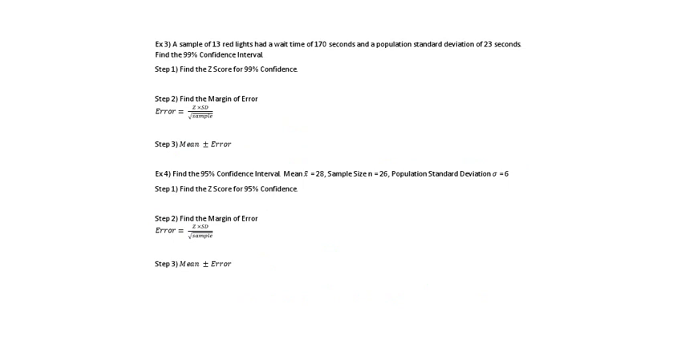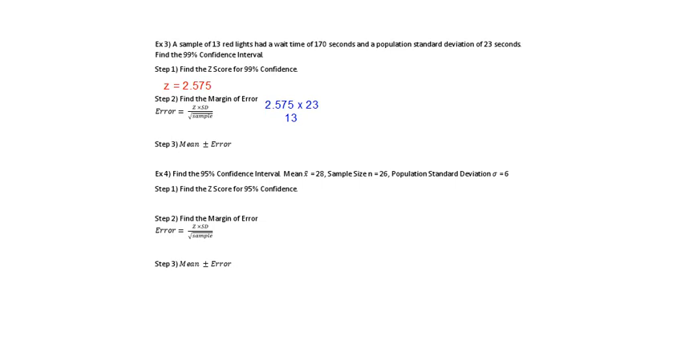Okay, example 3. 13 red lights have a wait time of 170 seconds with a population standard deviation of 23 seconds. Find the 99% confidence interval. Well, first step is to find the z-score for 99% confidence. So for that, z is equal to 2.575. All right, next we're going to find the error. So we're going to do 2.575 times the standard deviation, which is 23, and then divide by the square root of 13.